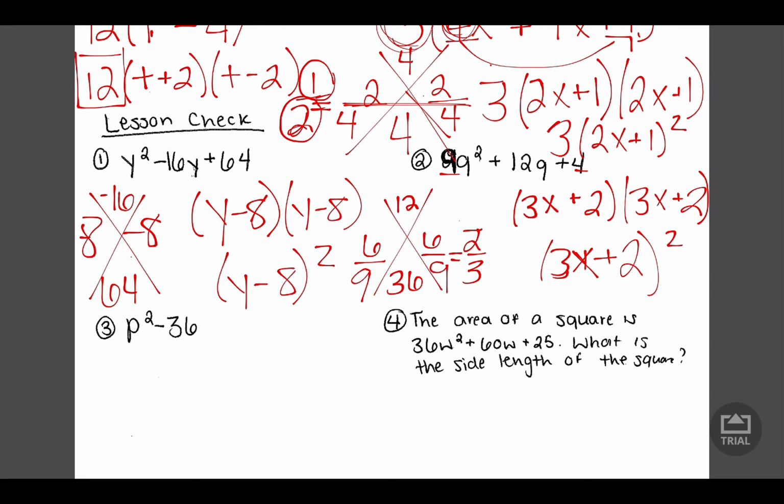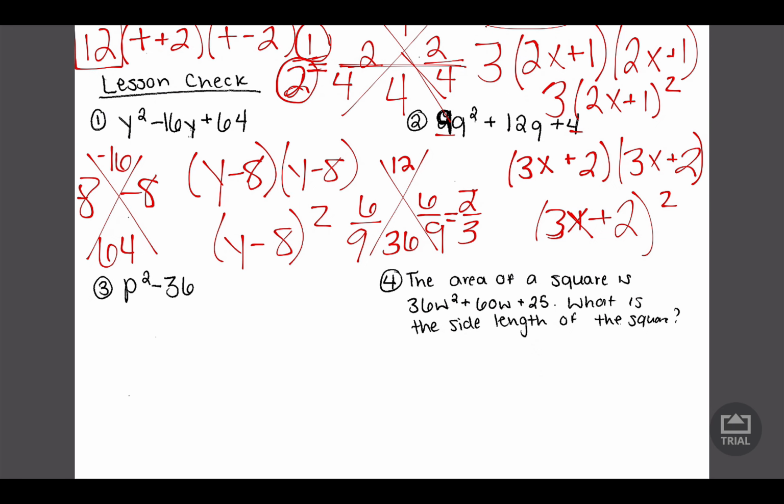Alright, this is one of the easy ones that you should like. The square root of p squared is p. Square root of 36 is 6. So p plus 6 and p minus 6.